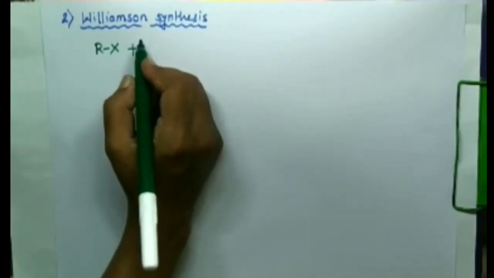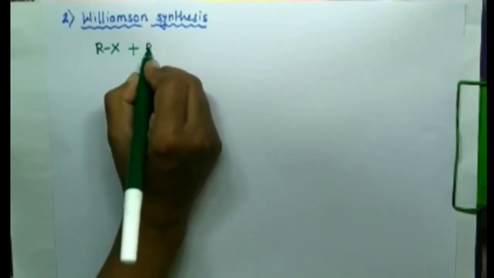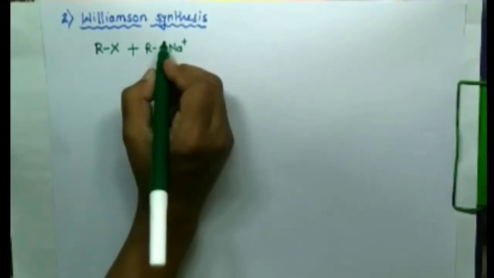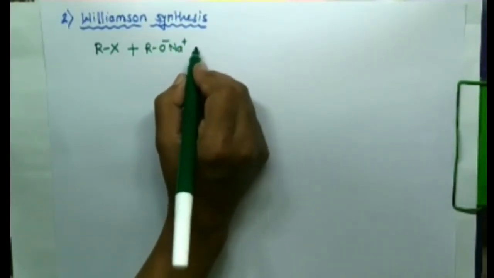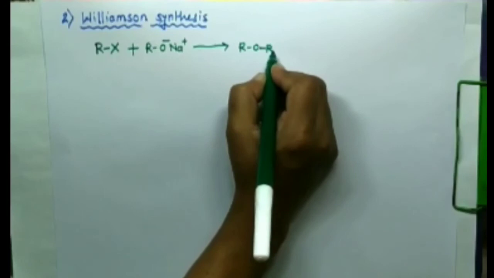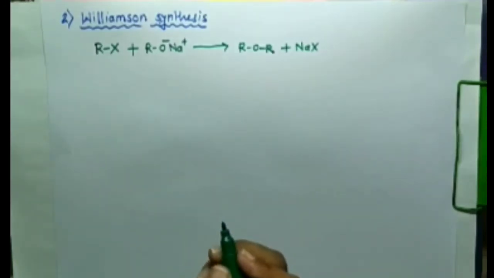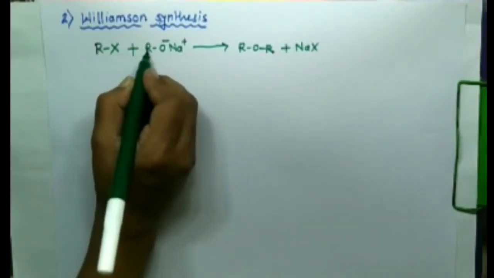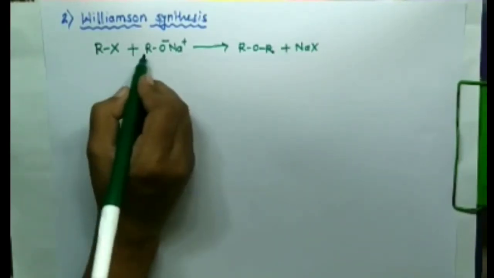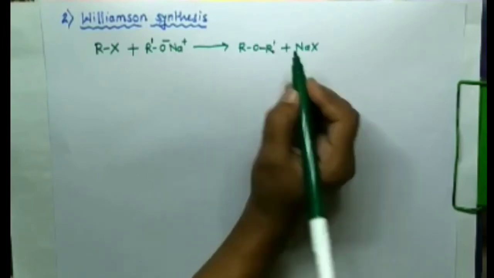When it reacts with sodium alkoxide, it will give ether and sodium halide as a side product. So if these R groups are the same, identical, we will get here a symmetrical ether. If these R groups, that is alkyl groups, are not identical, we will get here an unsymmetrical ether.